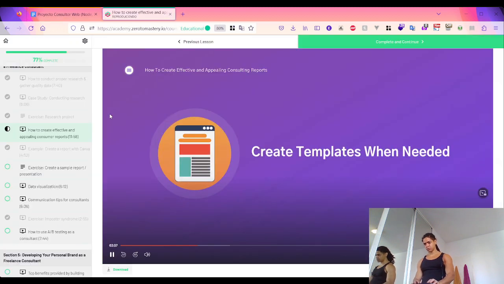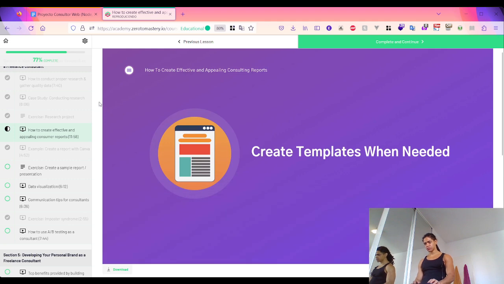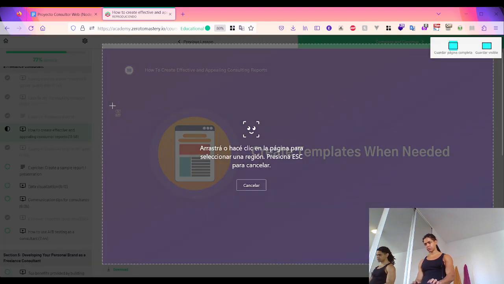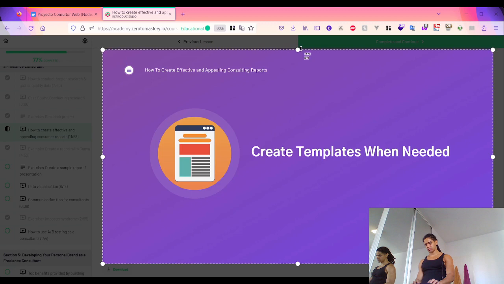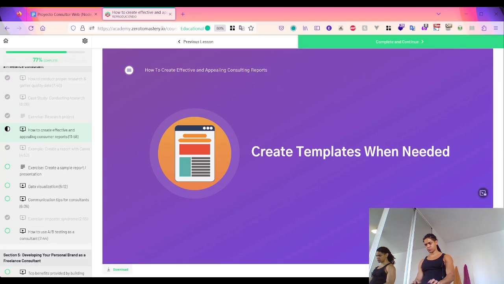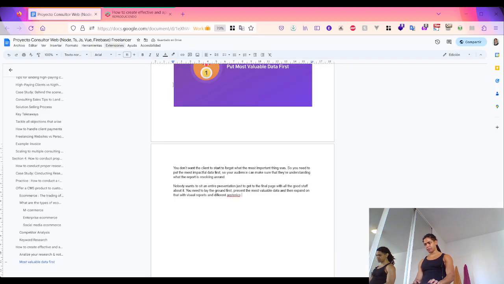Another thing you can do is create templates of consulting reports when needed. I myself have a few consulting clients that I've been working with for multiple years. What I've been able to do is create consulting reports that I run for them either weekly or bi-weekly.